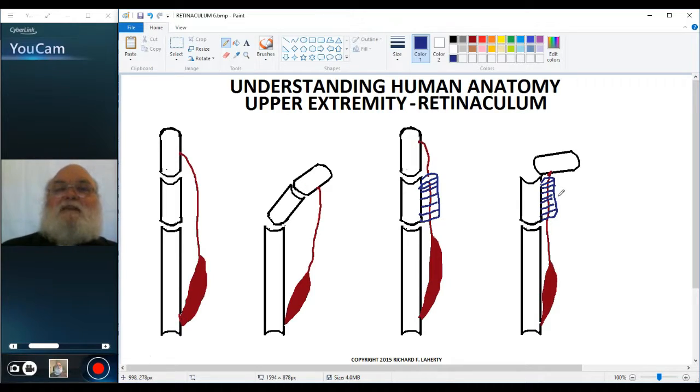So that explains what a retinaculum is and how it functions. I want you to take a look at two retinacula in the upper extremity in the region of the wrist. And in essence, there's a retinaculum on the flexor side and a retinaculum on the extensor side of the wrist. So we'll look at the flexor side in the next slide.